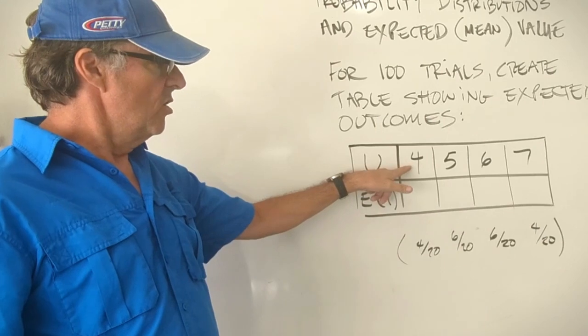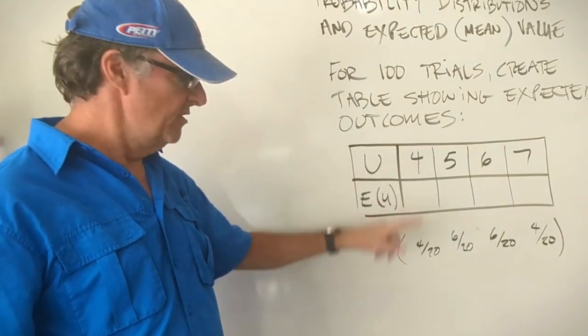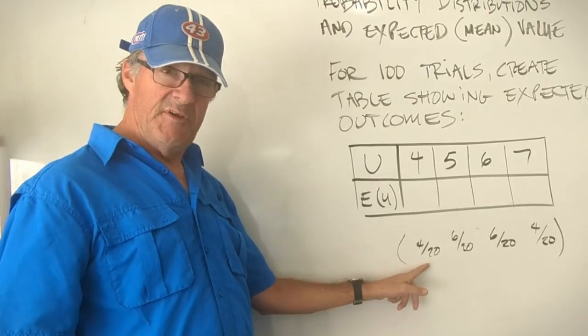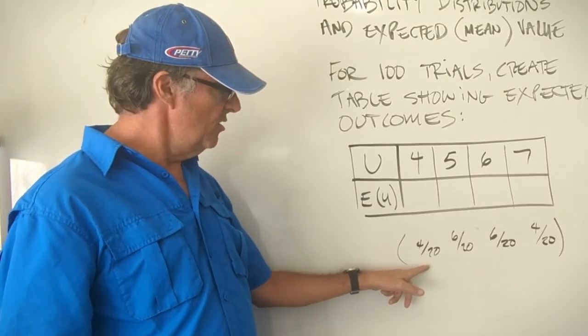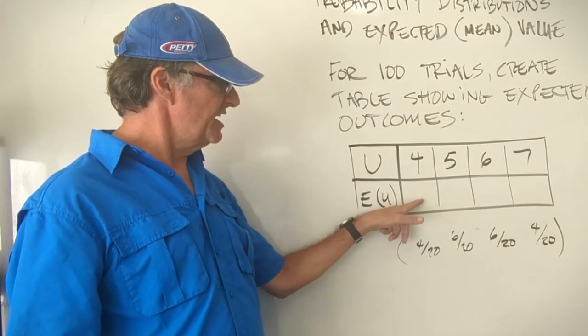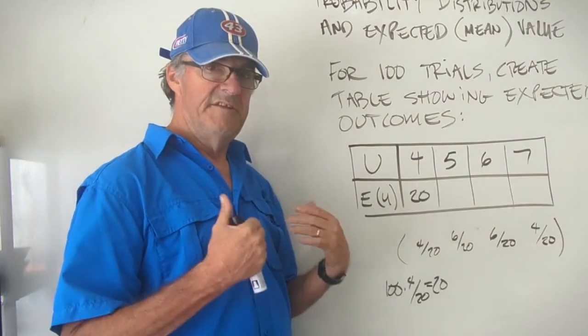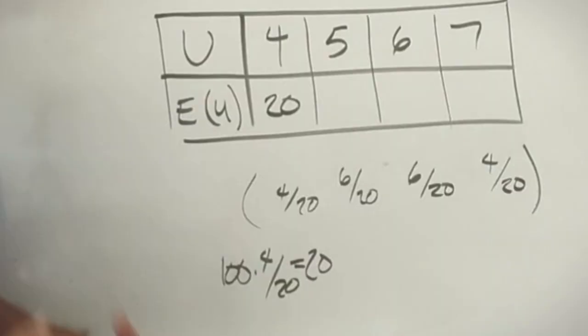So how many 4s would you get in 100 trials? Remember that the probability of a 4 is 4 out of 20. So pause the video and figure out how many times you would expect to get 4. And the answer is you would expect to get the 4 20 times. And here's how I did that.